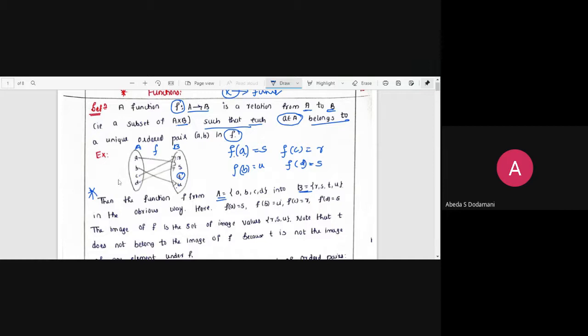G section, is it clear? Yes, ma'am. H section people? Yes, ma'am. Okay.